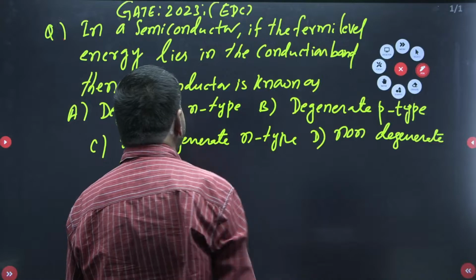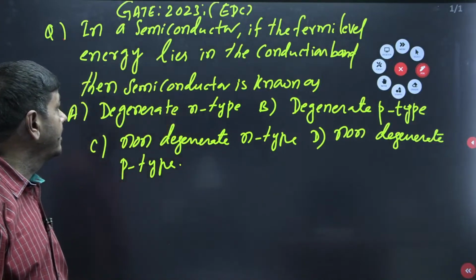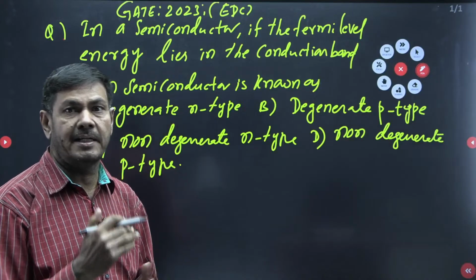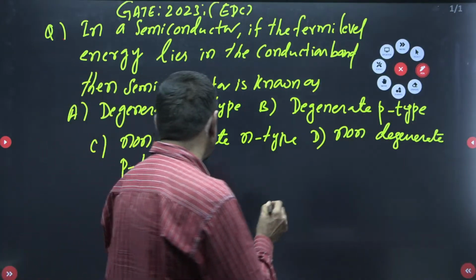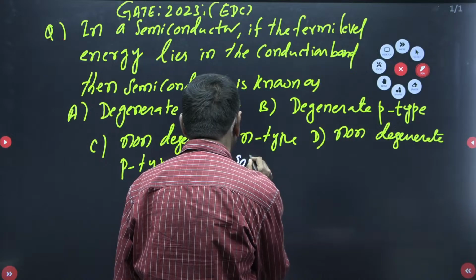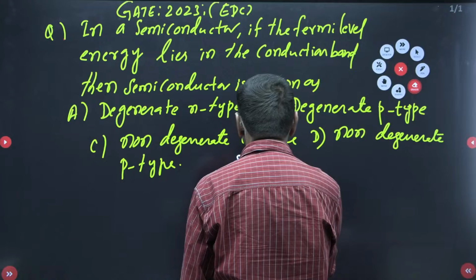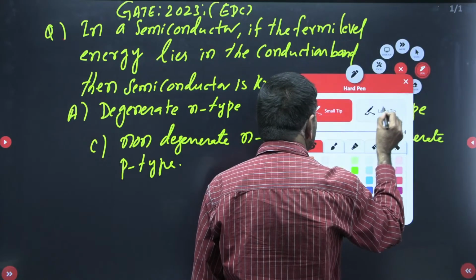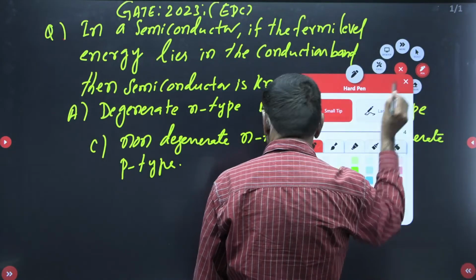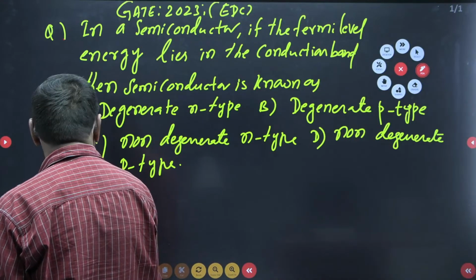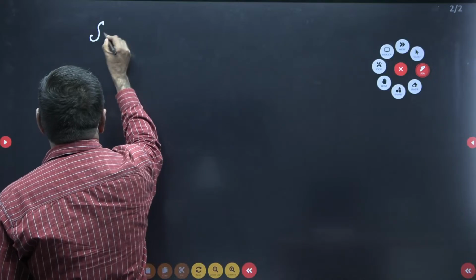In a semiconductor, if the Fermi level energy lies in the conduction band, the Fermi level is lying in the conduction band is given now. So what I wish to say, otherwise I will write it on the next page. You will get clear clarity. I am giving the solution now.